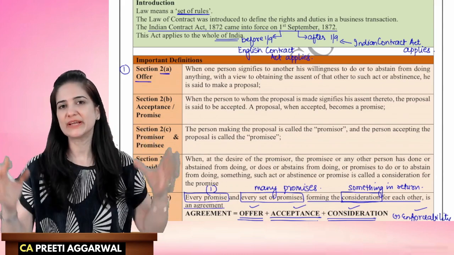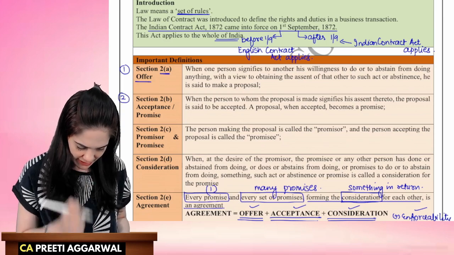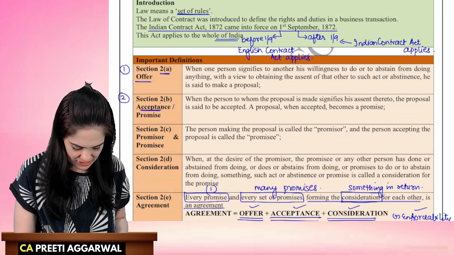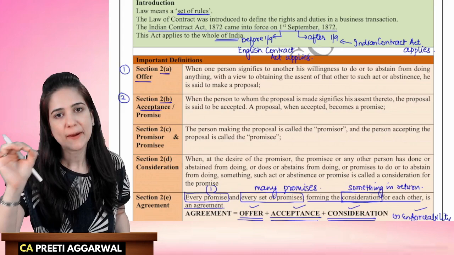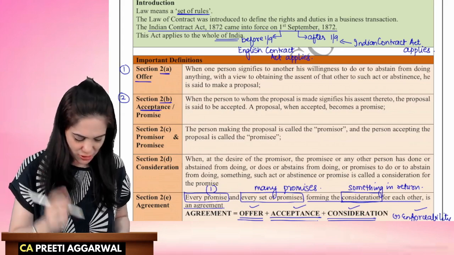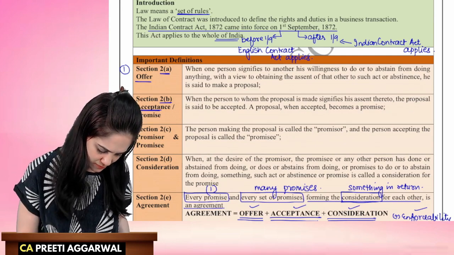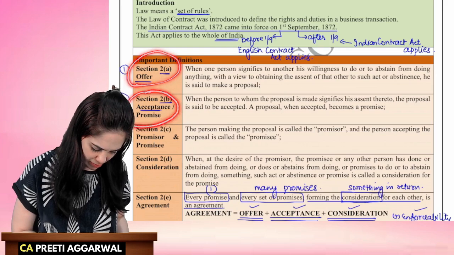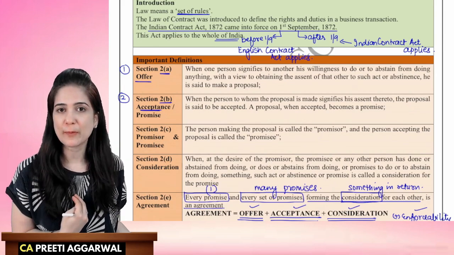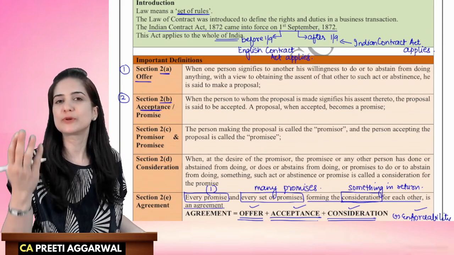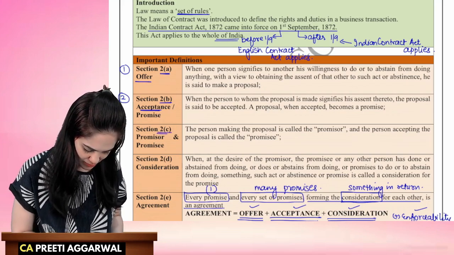If there is offer, then only there will be acceptance. Offer is the starting point. Once the offer is given, then it must be accepted. Acceptance is defined under section 2 clause B. So there is offer, there is acceptance. A proposal, when accepted, becomes a promise. The person who promises is known as the promisor, and the person to whom the promise is made is known as the promisee.